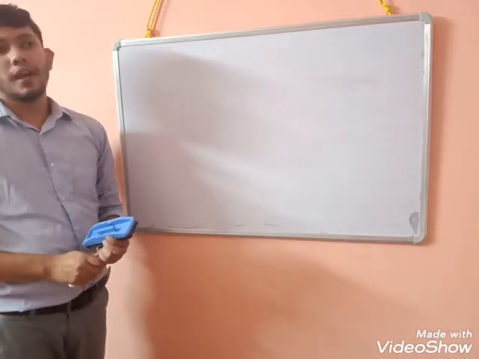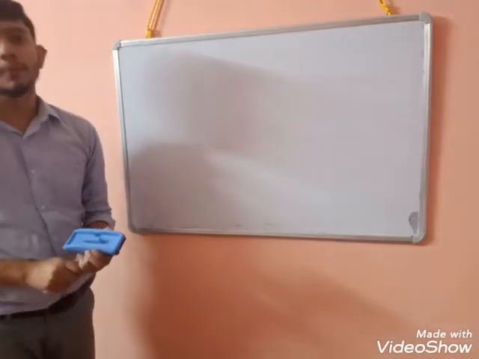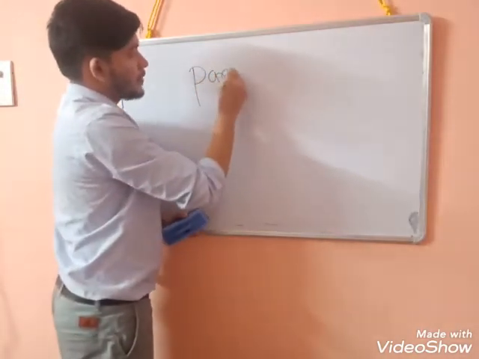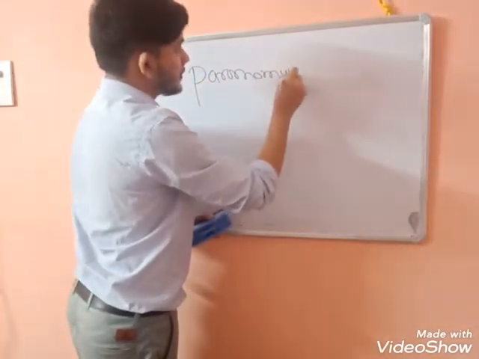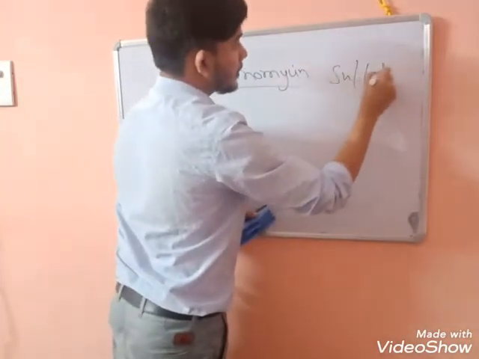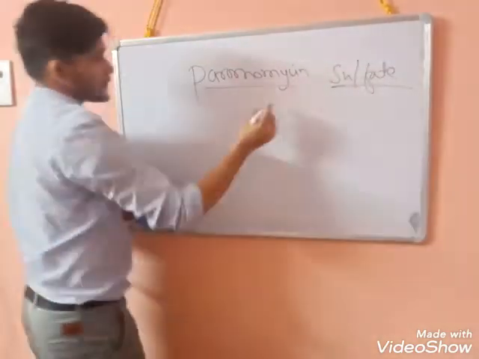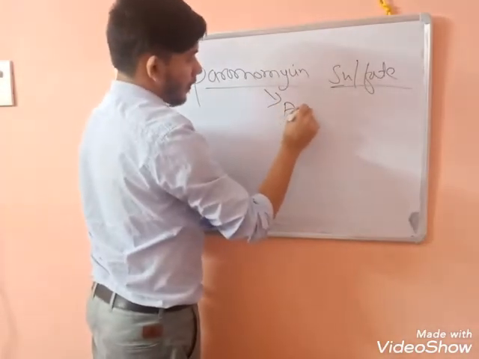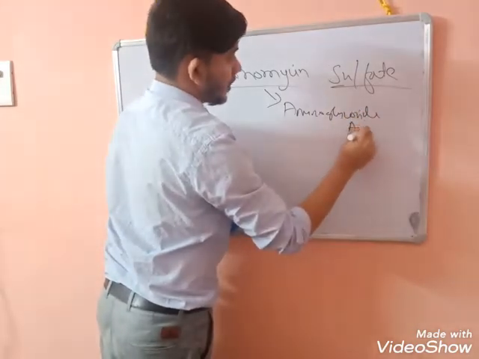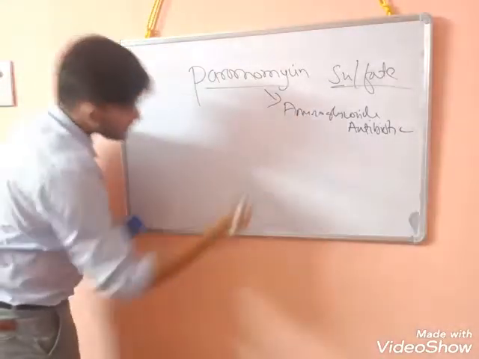So today we will continue antiamoebic and antihelminthic drug compounds. Today we will study about paromomycin. Let us start. I am writing paromomycin sulphate. Why have I written sulphate? Because it is available in sulphate form, or sulphate salt. It is an aminoglycoside antibiotic.